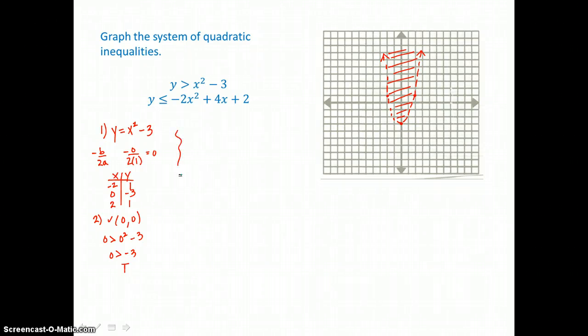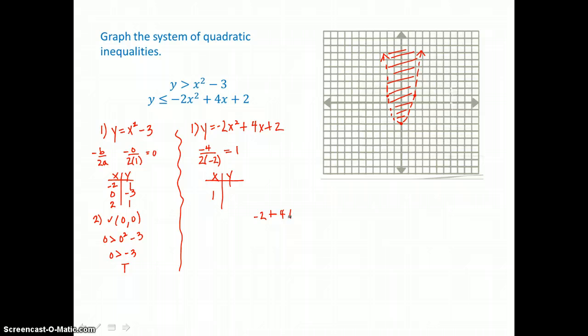And then I'll graph the second parabola by first graphing the boundary, y equals -2x squared plus 4x plus 2. Okay, my x-coordinate of my vertex, my b value is 4, and my a value is -2, so I'm getting -4 over -4, or 1, for an x-coordinate of the vertex. And when I put 1 in for x, 1 squared is 1, 1 times -2 is -2, 1 times 4 is 4, plus 2, so it looks like I'm getting a y-coordinate for my vertex of 4.